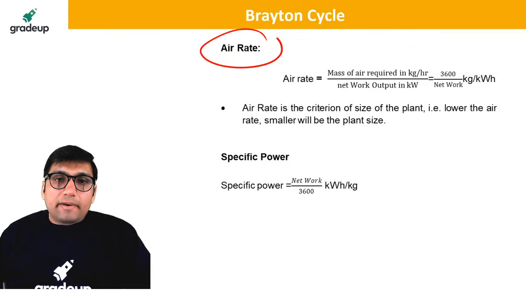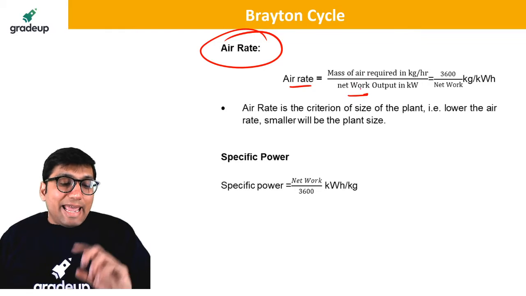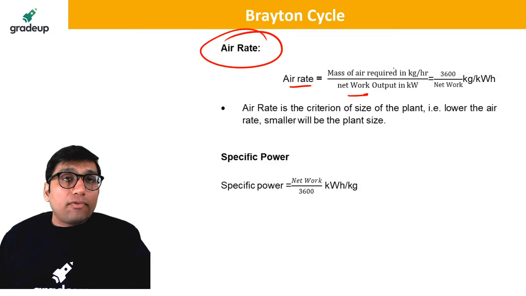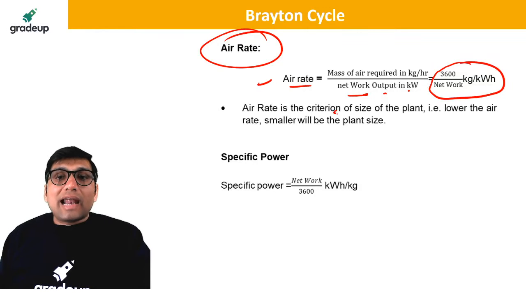Now next is air rate. Air rate is equal to mass of air divided by net work. Air rate is very similar to steam rate. Like we have studied the steam rate in the case of Rankine cycle, here we will be studying about the air rate. So air rate is equal to mass of air required in kilogram per hour divided by net work output in kilowatt. So air rate is equal to 3600 divided by net work, that is kilogram per kilowatt hour. Okay, clear everyone? Air rate is the criteria of size of plant.